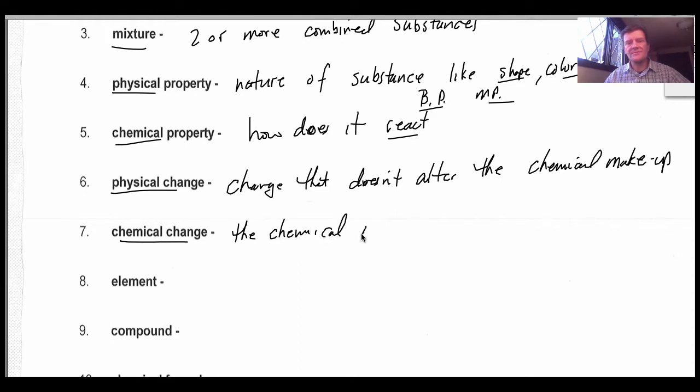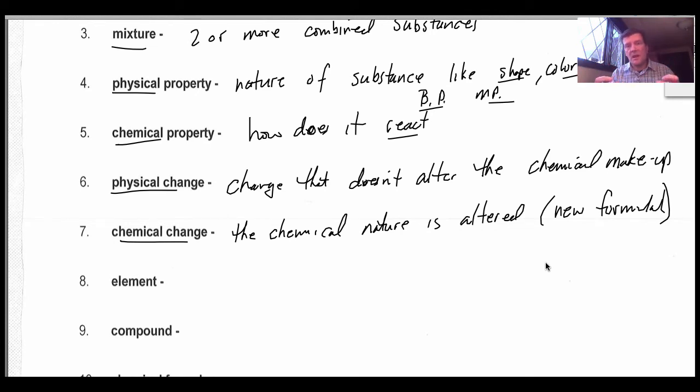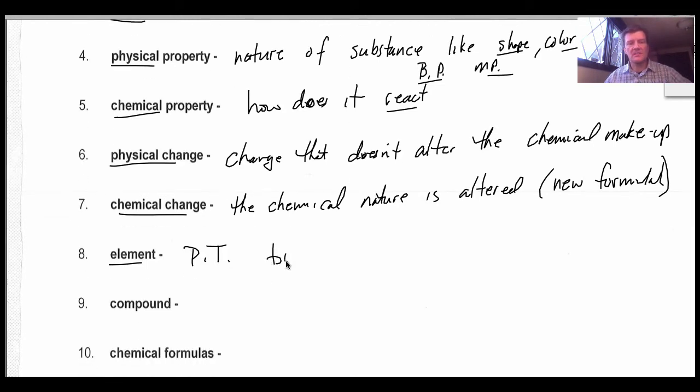A chemical change, though, is when the chemical nature is altered. Right? You basically have a new formula. You have something totally different. That chemical change then, maybe when something burns, or something that goes through a reaction and you see bubbles. So all those different indicators we talked about before. When you see bubbles, maybe it's producing a gas that wasn't there before. Okay. An element, those are on the periodic table, and those are the building blocks of all matter.